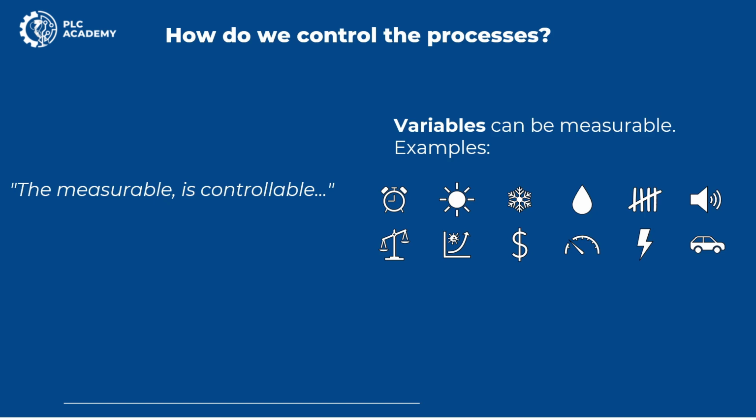Now, let's do a drill. What is this, guys? A watch. What does this represent? What variable is this indicating? Time. Now, how do we measure time?